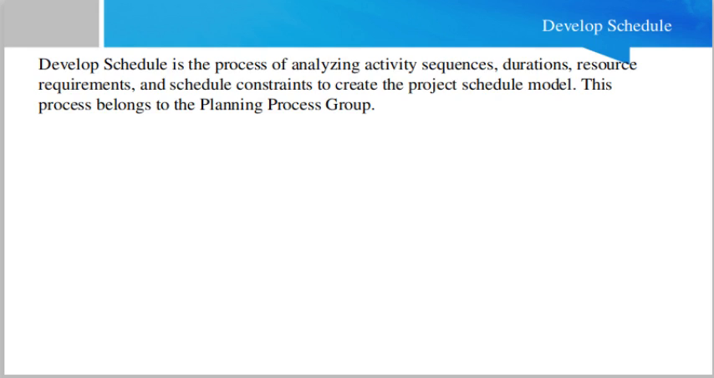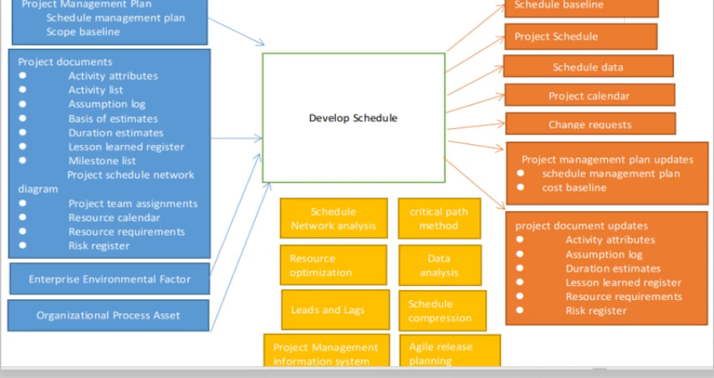So let's start. Friend, develop schedule is the process of analyzing activity sequences, durations, resource requirements and schedule constraints to create the project schedule model. This process, develop schedule, belongs to the planning process group as per the PMBOK guide. Now, what are the inputs and outputs for this process?